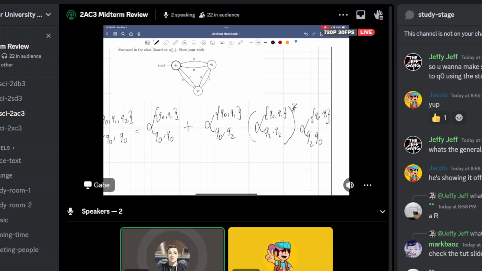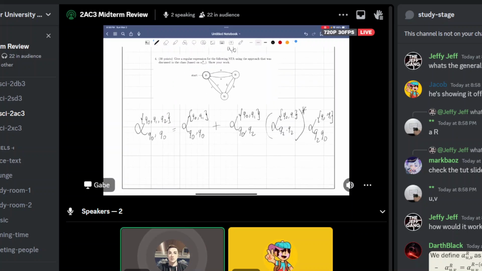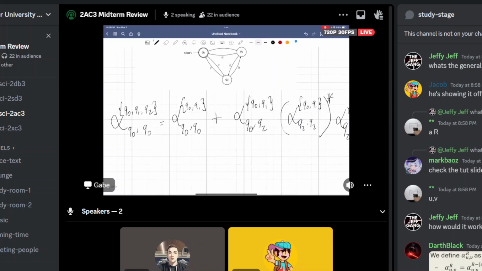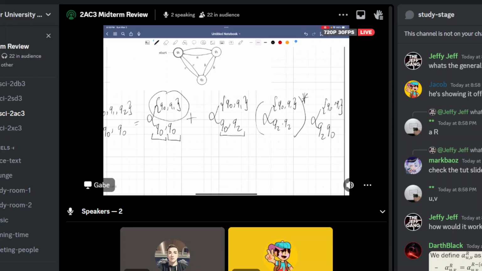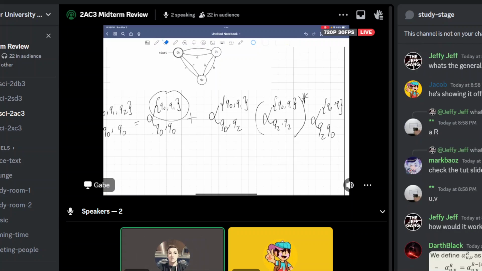Yeah, so someone just sent the general formula here. You pick a state to remove and you go through it. So over here we picked Q2. So now going from the start state to the final state without passing through Q2, or we pass through Q2 like this, by going to Q2, looping as many times in Q2 as possible, and then going from Q2 to our final state. So we split up our problem, and this makes it easier to answer.